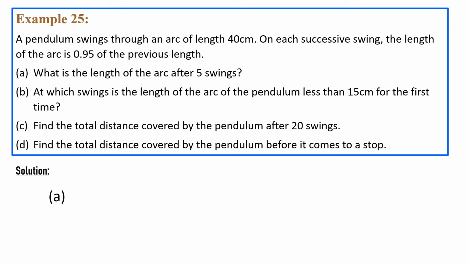Example 25. A pendulum swings through an arc of length 40 cm. On each successive swing, the length of the arc is 0.95 of the previous length. First, what is the length of the arc after 5 swings? Given that in the question, a is equal to 40 and r is equal to 0.95. The question asks to find T5.